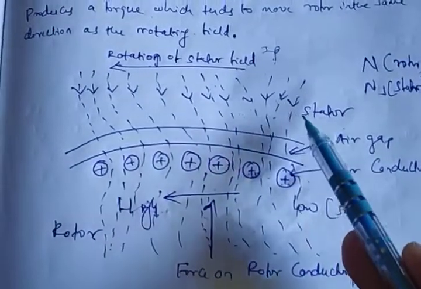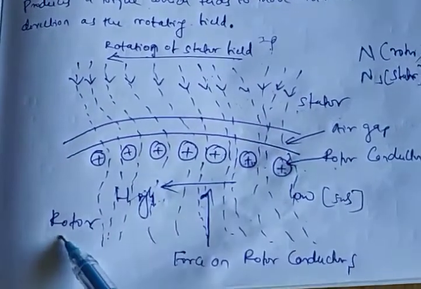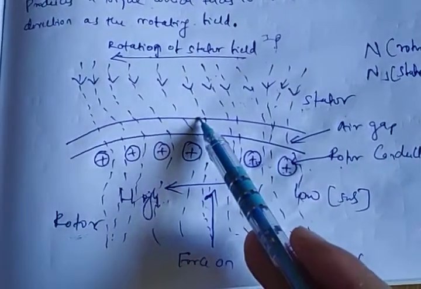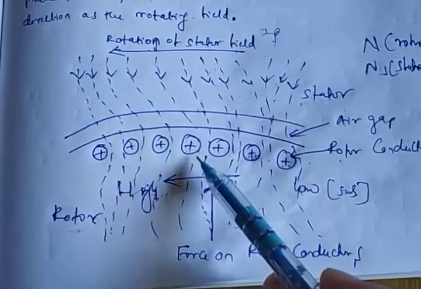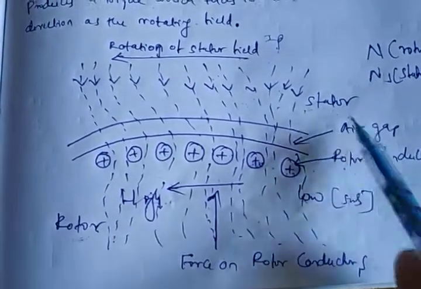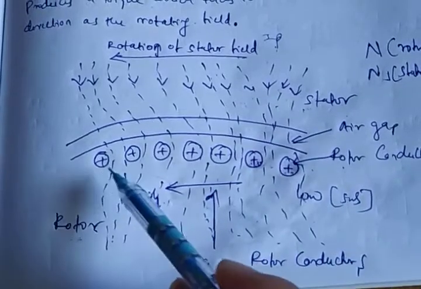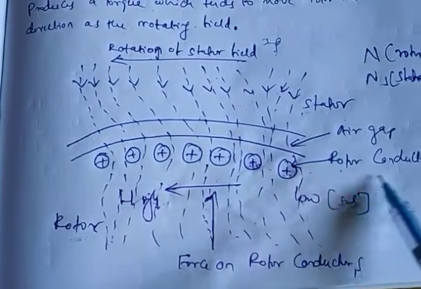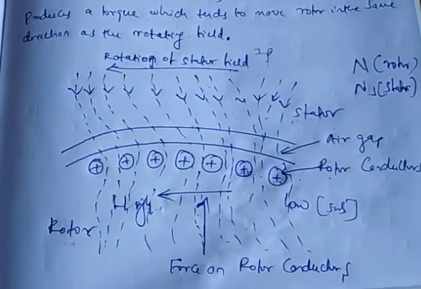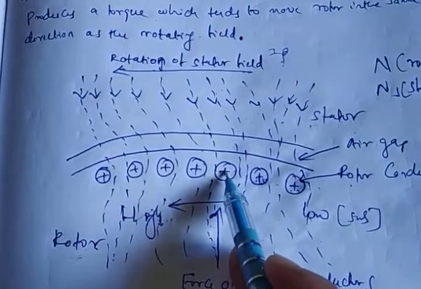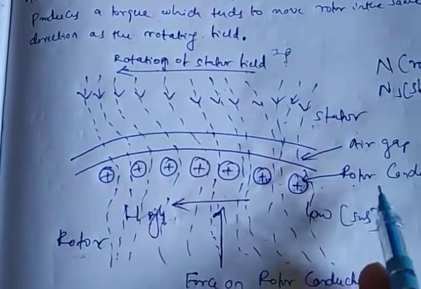Here you can see this is the stator winding and this is the rotor winding. Above is the stator, below is the rotor, and there is an air gap between the stator and rotor. So here a large number of rotor conductors are placed. The positive sign indicates the EMF is induced in the rotor.